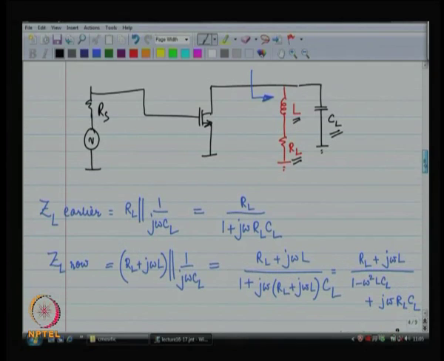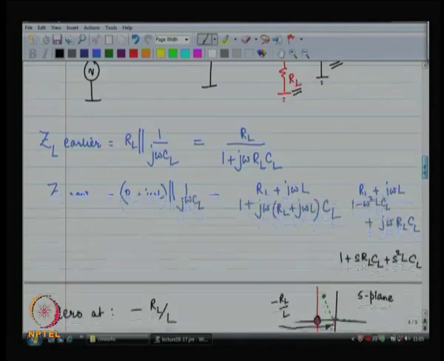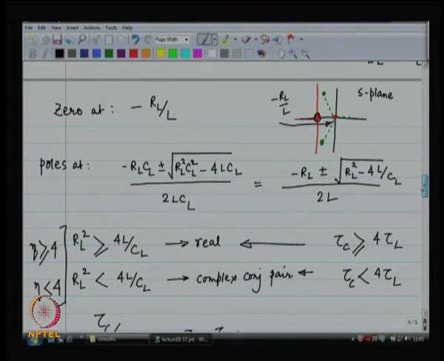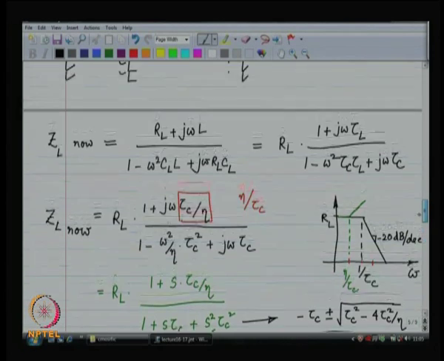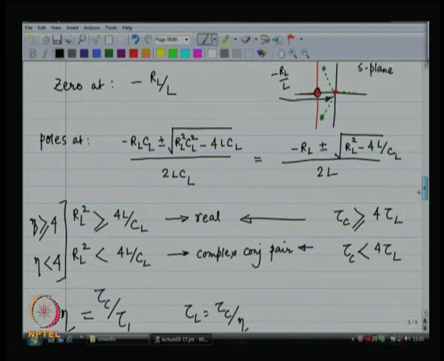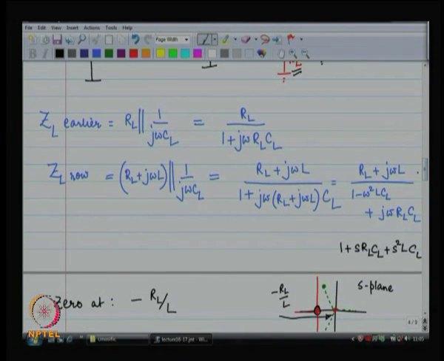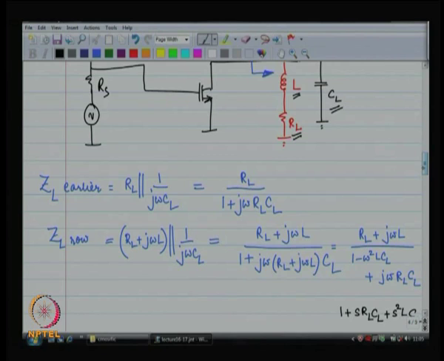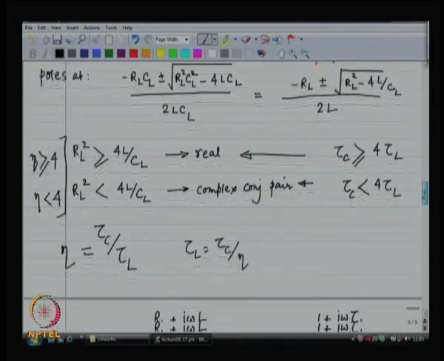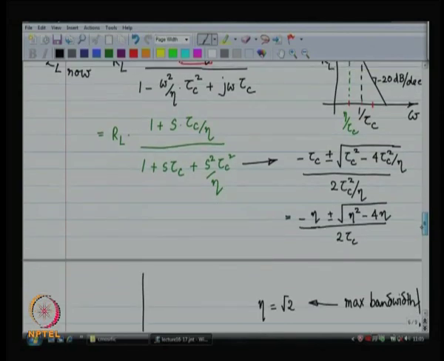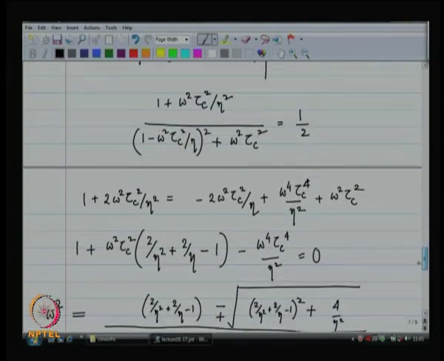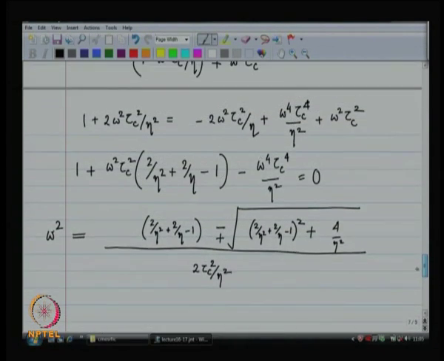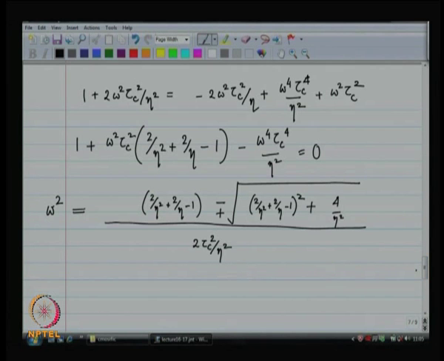So, this is what we are trying to drive, and we came up with the transfer function. This was the transfer function. The ZL earlier was the transfer function before, and ZL now is the transfer function now, and then we were really busy trying to find out what is the bandwidth.